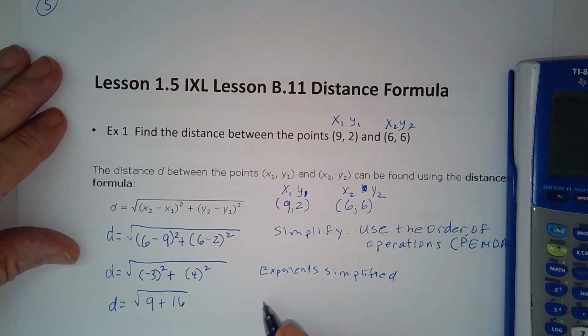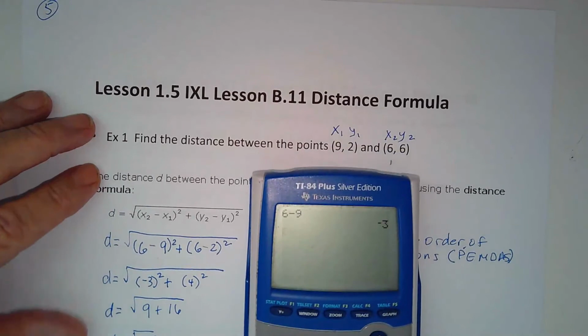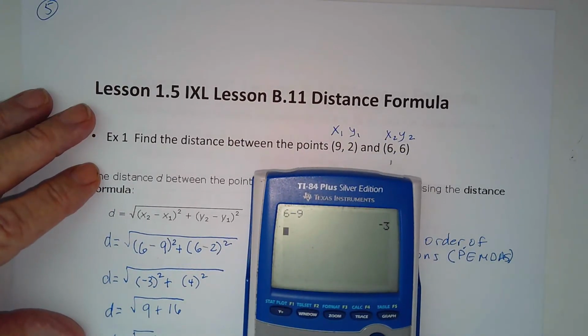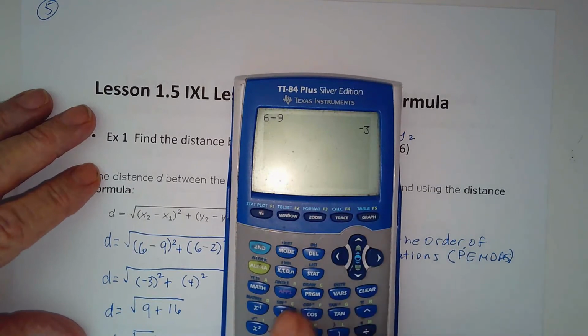And now we're going to add. So we're going to add what's under here, according to PEMDAS. So d equals the square root of 9 plus 16 is 25. Now, if you know what the square root of 25 is, that's great. But for those of you who don't, the wonderful thing about these graphing calculators, and scientific calculators for that matter, is they allow you to take the square root of something.